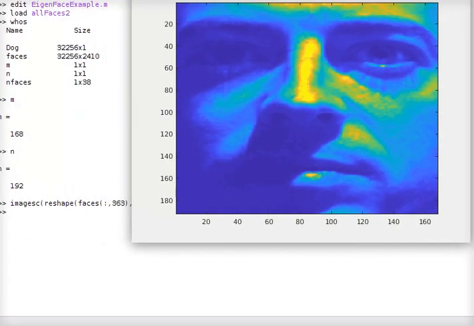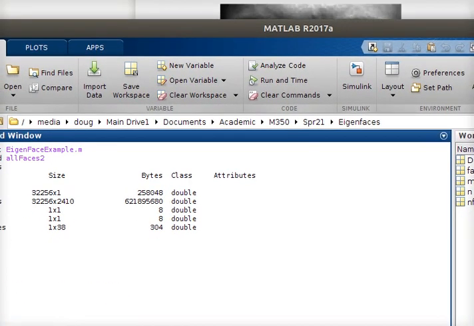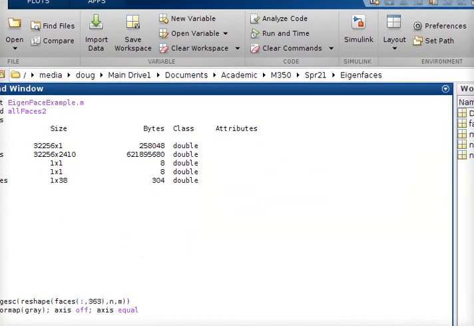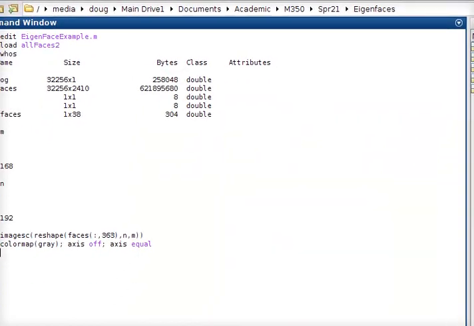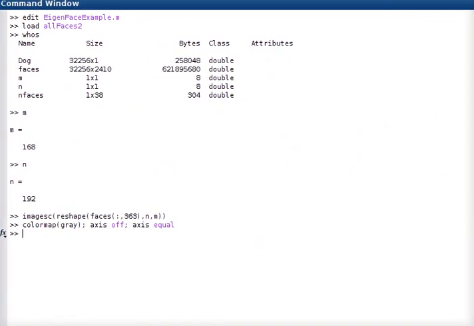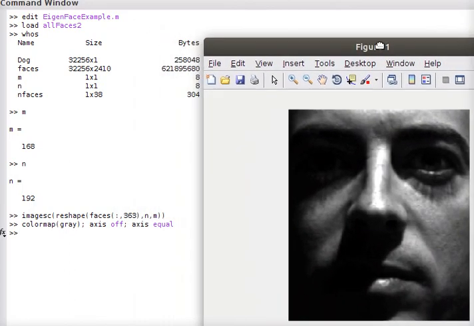Good. So here's a sample photo. You can do a color map, gray. These are all in the notes there. Axis off and axis equal or square. Sometimes I use equal, sometimes I use square. Let's see. Where'd the photo go? There it is. Let's see if I can put it down here so I can find it again. Okay. There we go. So here's the photo. This is just a sample face.